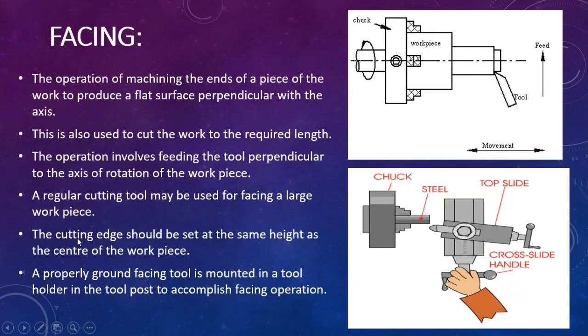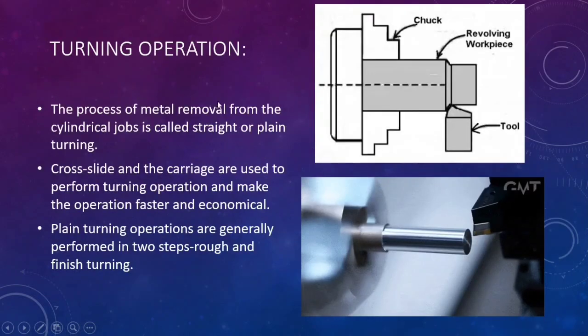The regular cutting tool may be used for facing a large workpiece. The cutting edge should be set at the same height as the center of the workpiece. This is very important. The cutting point and the axis of the workpiece should be at the same height. If not, proper facing is not going to be achieved. The properly ground facing tool is mounted in the tool holder in the tool post to accomplish the facing operations. So these are the things done in facing. Then the turning operations.